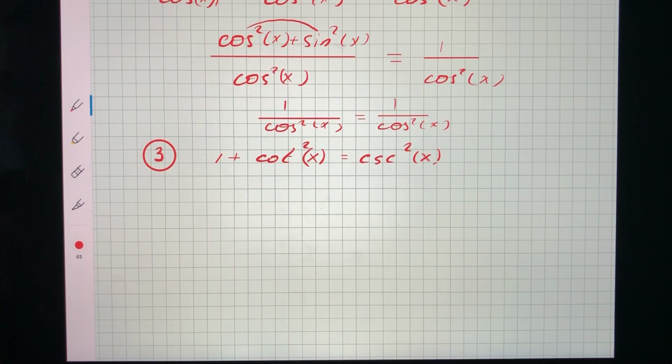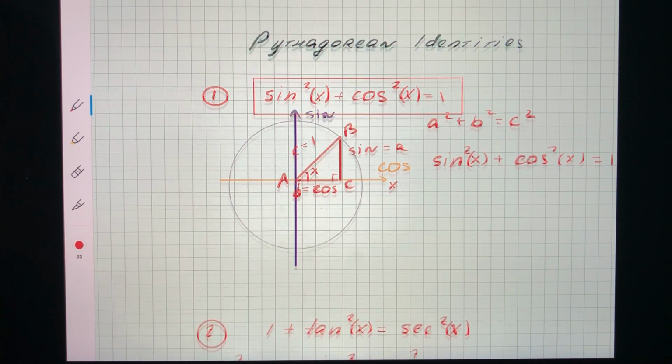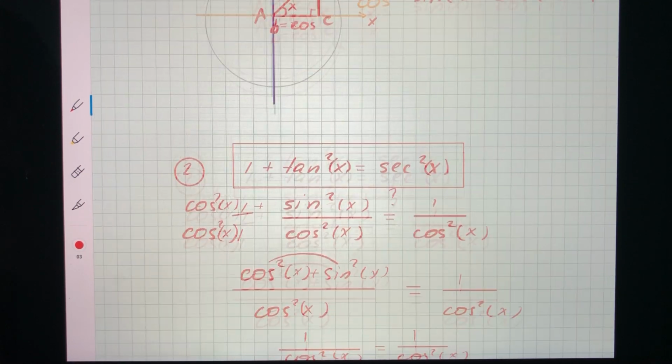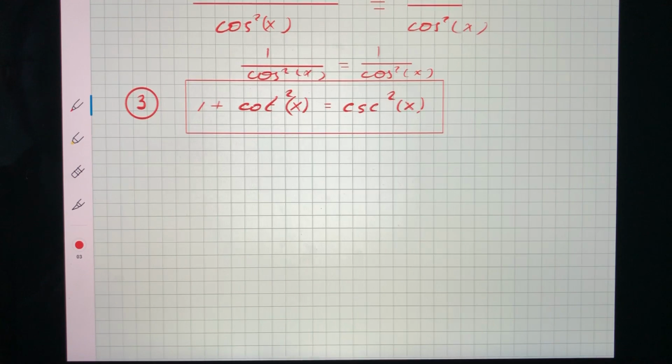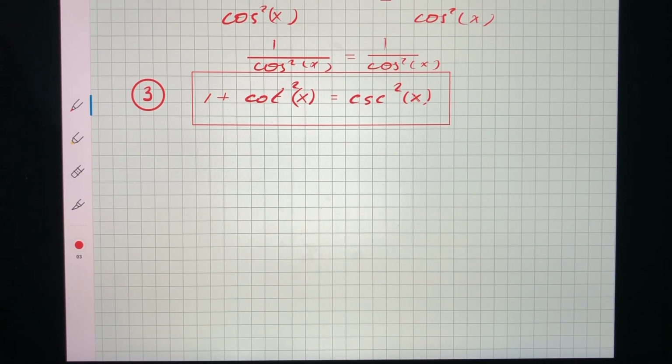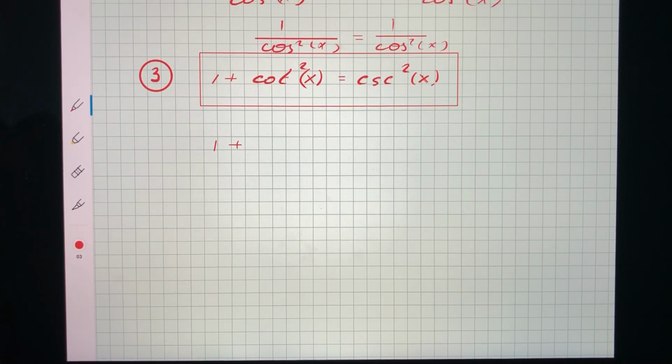Now, the last Pythagorean identity. So here they are, the first, the second, the third. The last Pythagorean identity we can verify very much the same way as we did the second. We break up each into the composite functions. Cotangent is 1 over tangent, and tangent was sine over cosine. If we flip it, we get cosine over sine. So we have cosine squared x over sine squared x. On the other side we have cosecant, which is 1 over sine, and we have it squared.